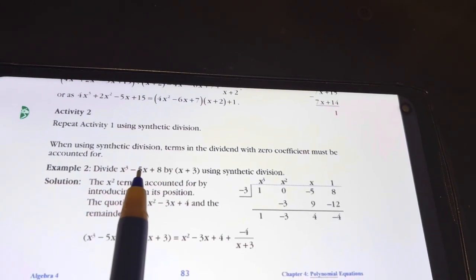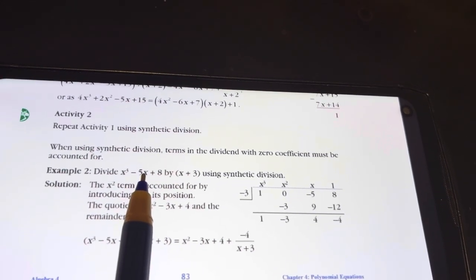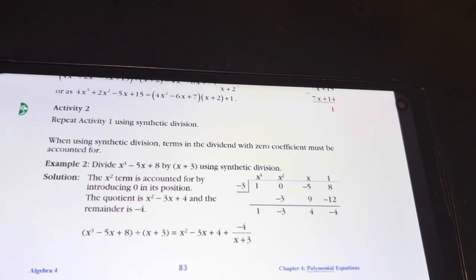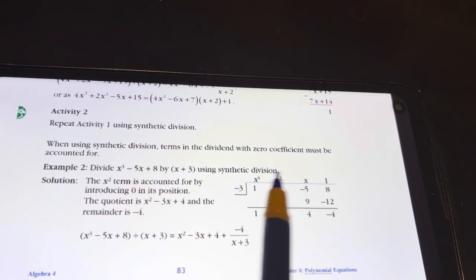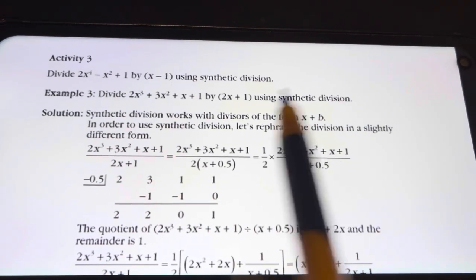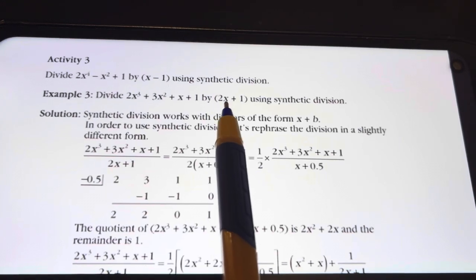If you don't have a coefficient of x, for example, this is 0, you have to put it here. You have to put the x and you have to put 0 under it. You don't cancel it. You have to put it. Another important thing in using synthetic division is that in front of the x, it should be 1.